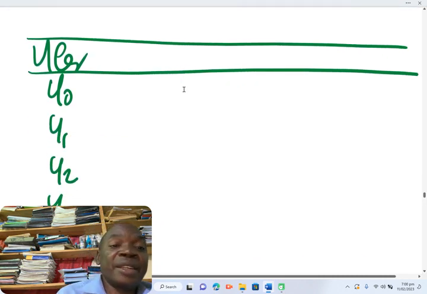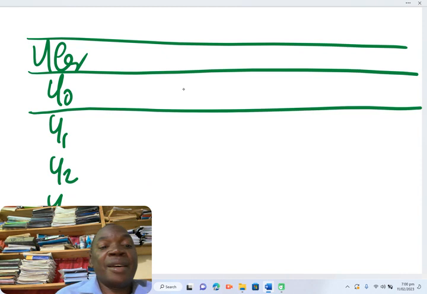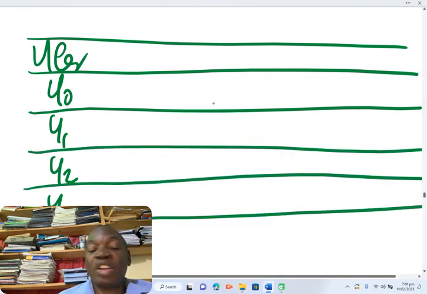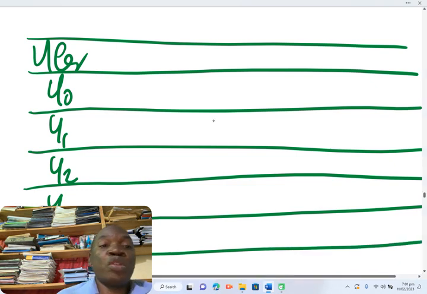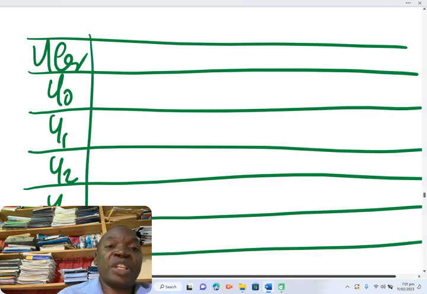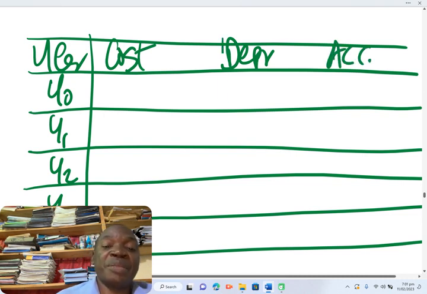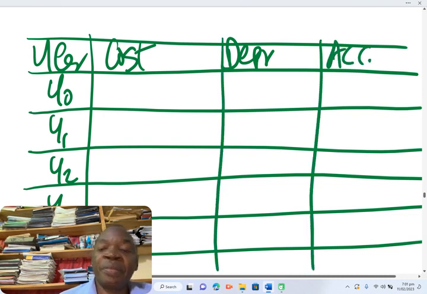Now we see the line in green indicates the allocation. So this is cost, then depreciation, then accumulated depreciation. So this is a smart solution so far.